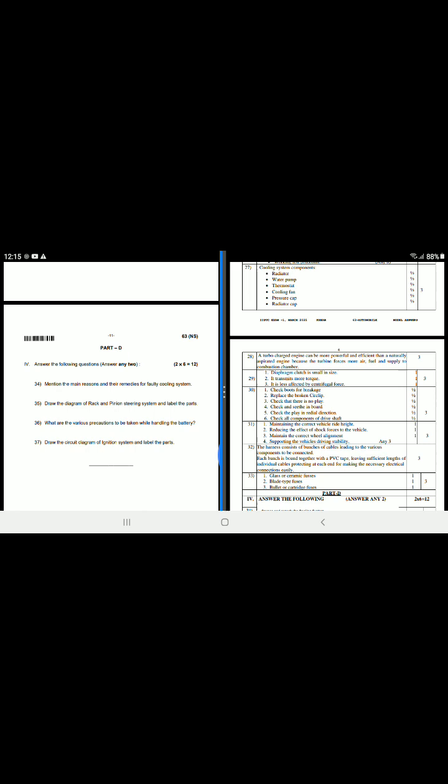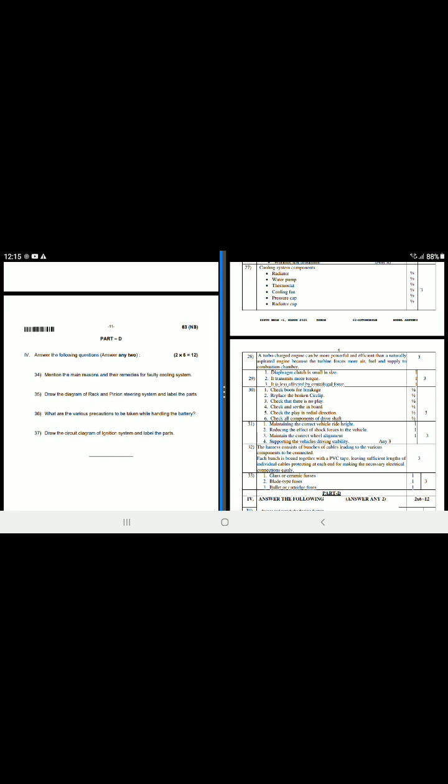Then in 33rd question, classify the different types of fuses used in vehicle. Glass or ceramic fuses, blade type fuses, bullet or cartridge fuses. Next, in part D, two questions you have to answer, 6 marks for each question, so totally 12 marks will be allotted. Okay.